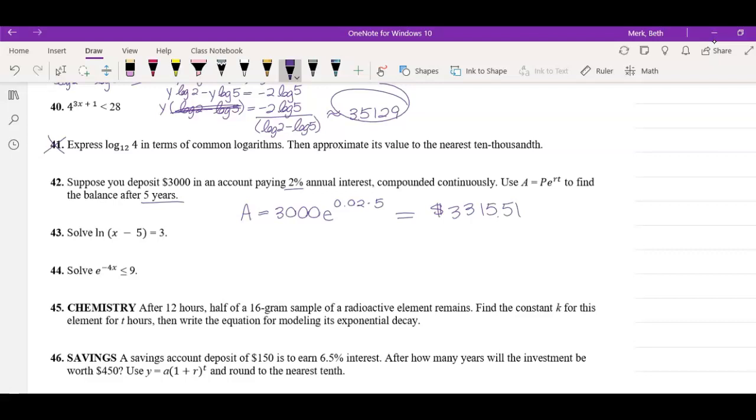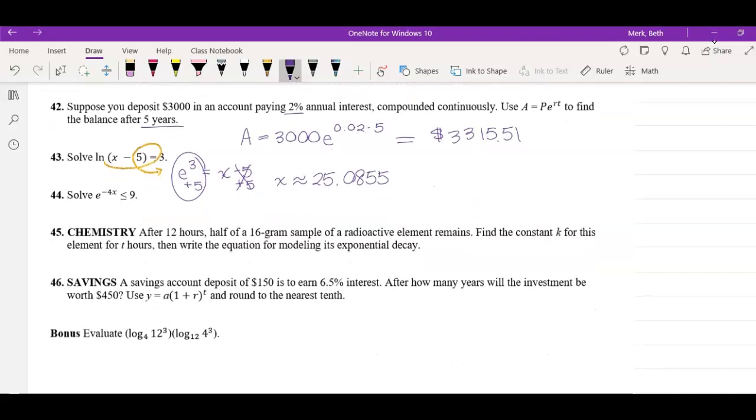Solving this natural log equation, again, I can rewrite it in exponential form. The base, even though you can't see it, is e. e to the third equals x minus 5. Then I need to add 5 to both sides. Plug this into my calculator. X is approximately 25.0855.